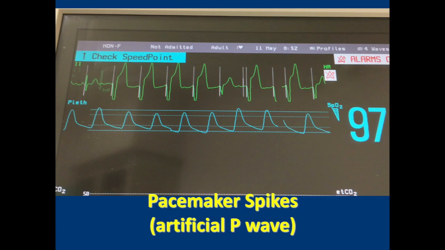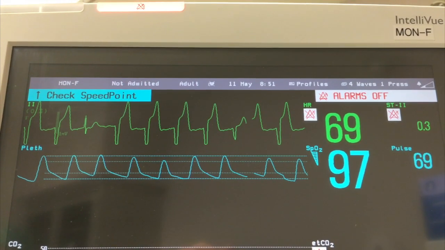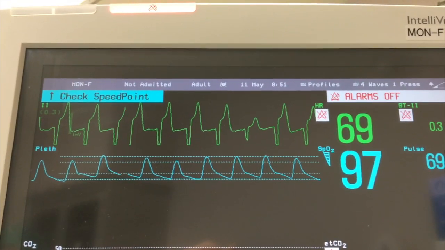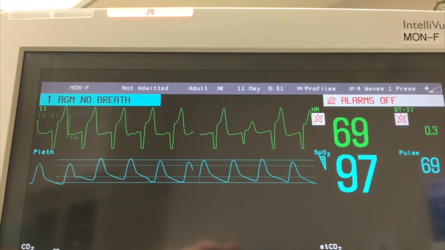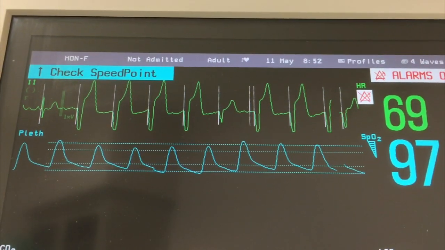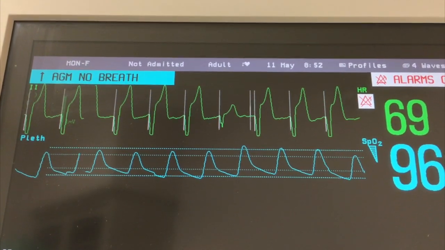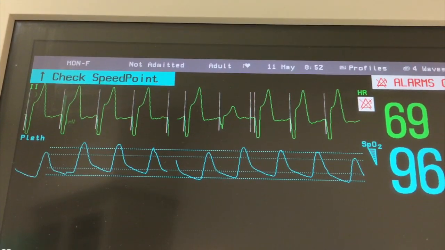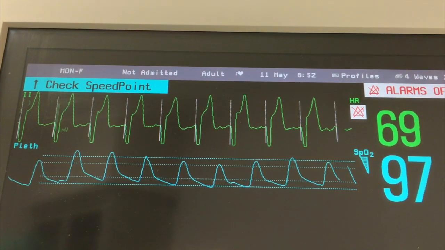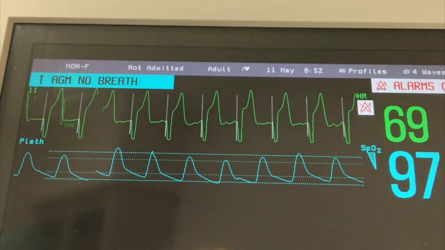I just want you to see other pacemaker spikes. We don't have the monitor set to pick up the spikes, but you can see it's really different looking. It is not an elevated ST segment, but just know that it is an artificial P wave that's being caused by the pacemaker. Then I'm going to turn on a special setting on our monitor, and your monitors will have it also, to pick up the pacemaker spikes. So those white lines are when the pacemaker fires.